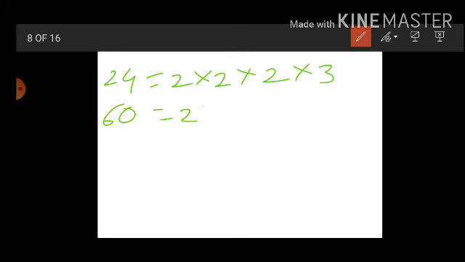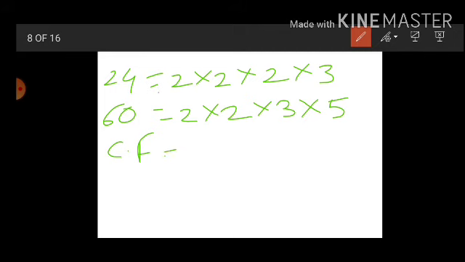The prime factors of 24 is 2 2s are 4, 4 2s are 8, 8 3s are 24. And 60: 2 2s are 4, 4 3s are 12, 12 5s are 60. Now we take out the common factor. These are the prime factors of 24 and 60.